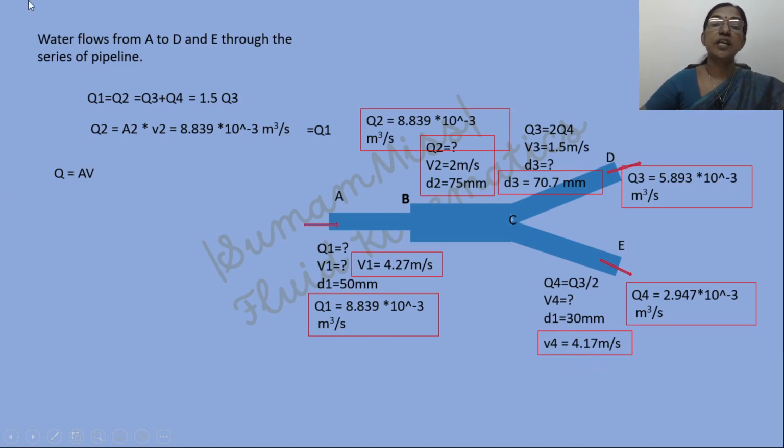So based on the continuity equation, that is Q equal to AV, we are able to calculate all the unknown parameters. This problem also you can work out on your own and verify the answers.